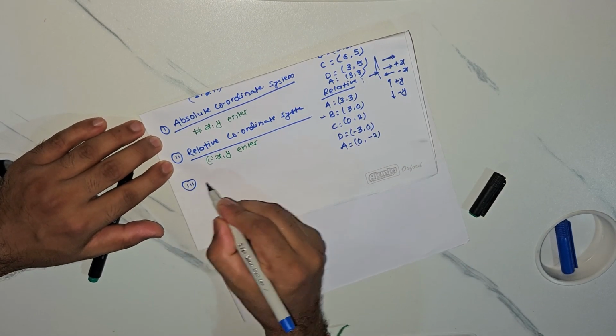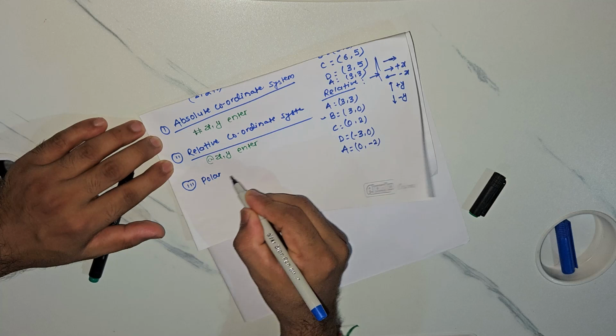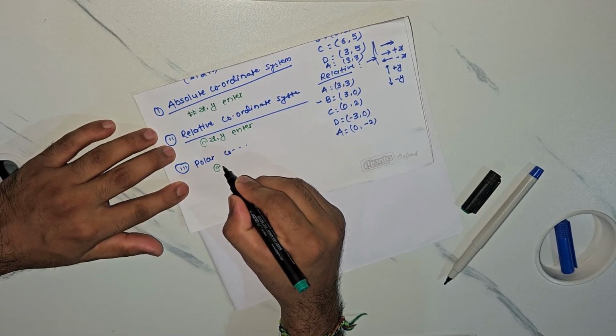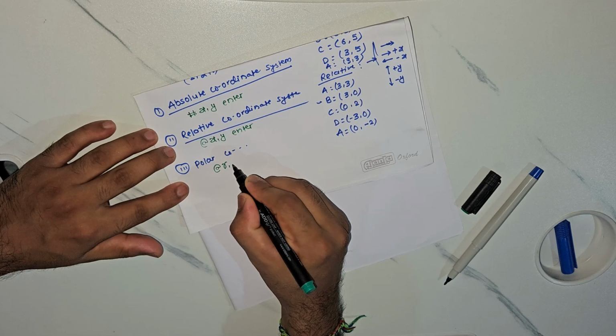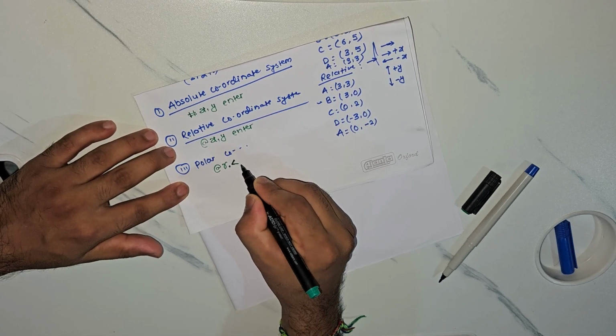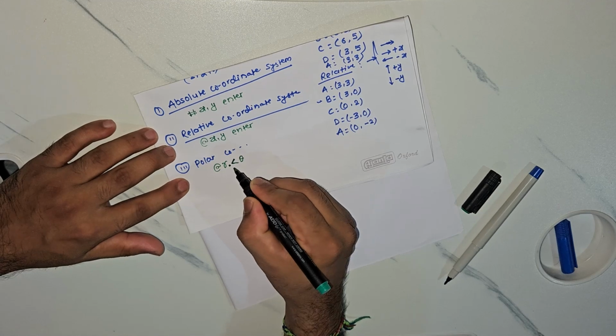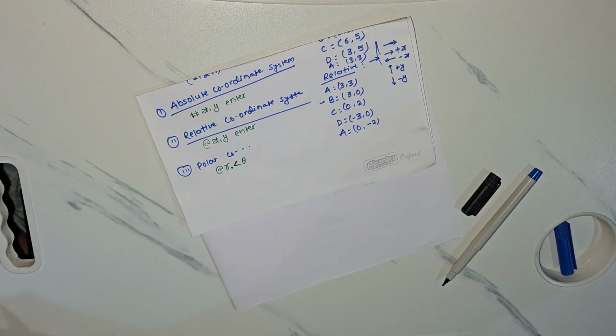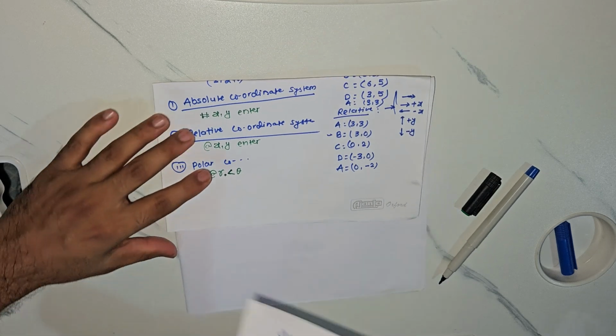Again, for polar coordinate system, we have @distance, I will keep it @r, and this angle sign and then theta, not comma here. This is @r, angle sign and theta. Now we will see by the example.